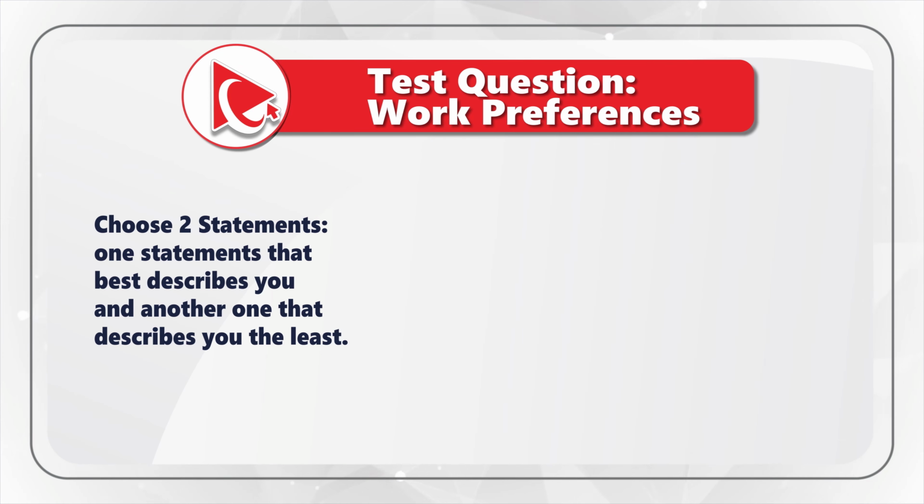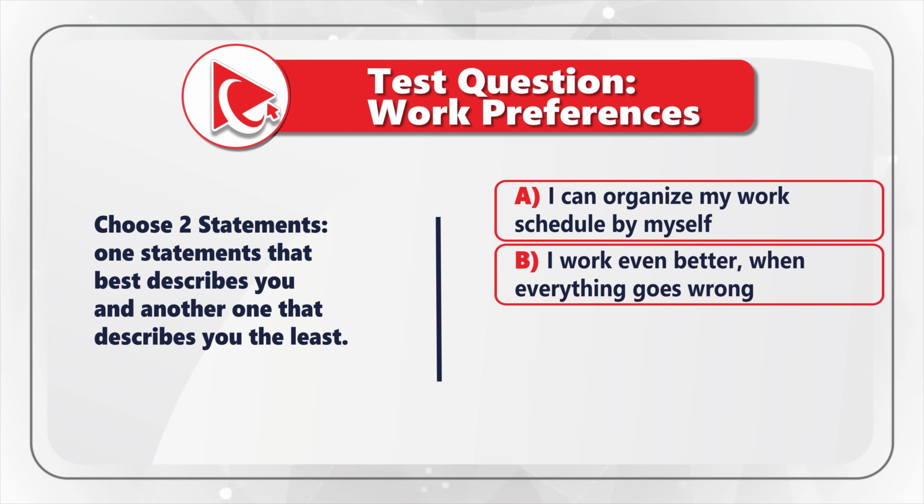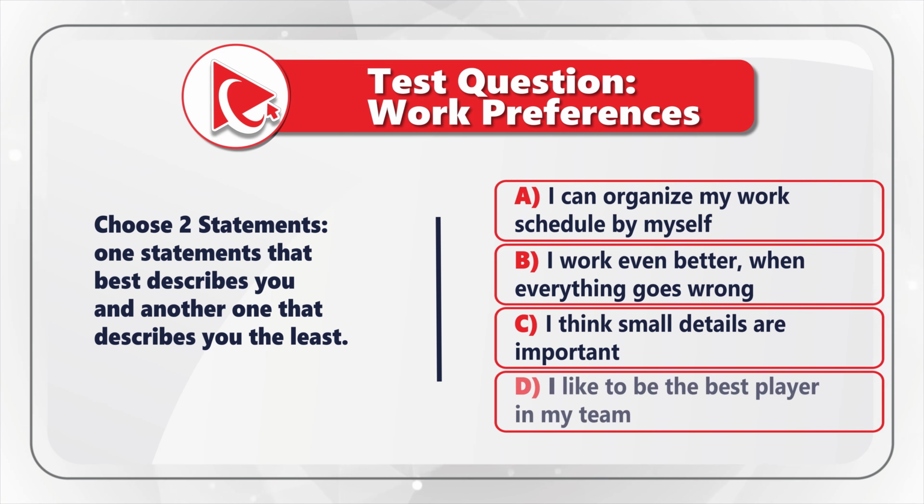The 4 possible answers to this question would be A, I can organize my work schedule by myself. Choice B, I work even better when everything goes wrong. Choice C, I think small details are important. And last but not least, choice D, I like to be the best player on my team.